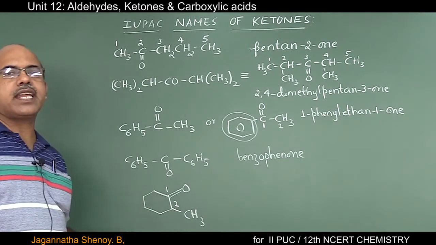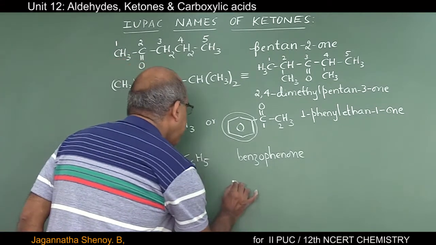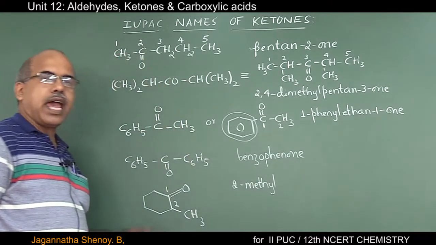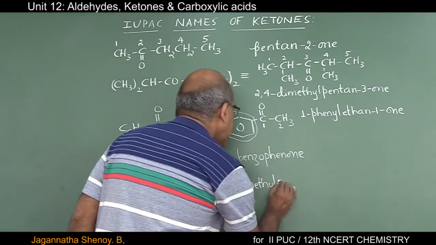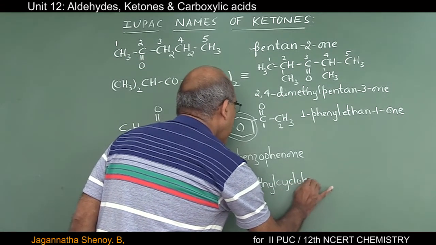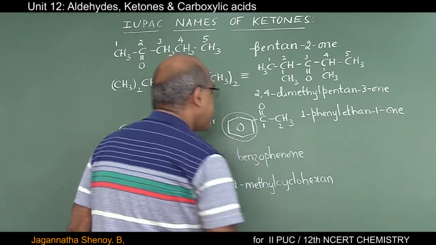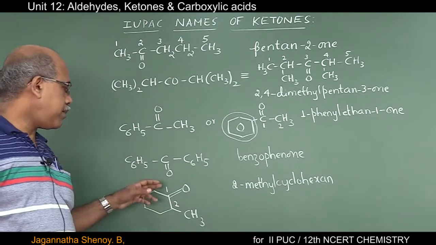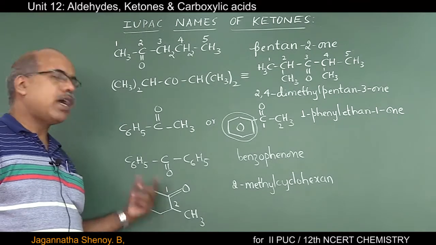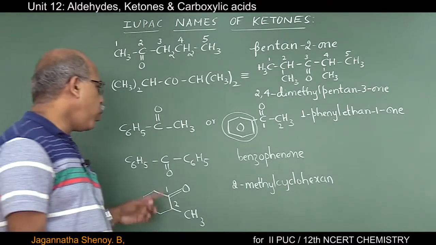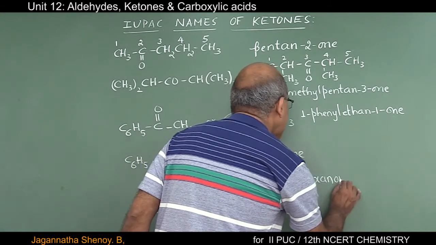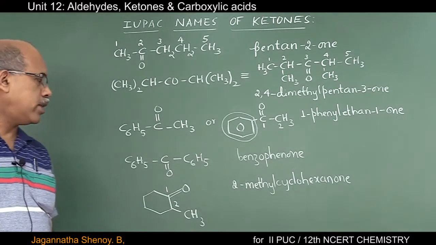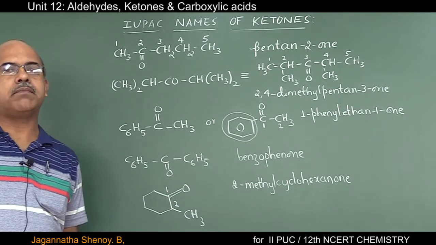So what is the IUPAC name of this compound? On the second carbon atom we have a methyl group, so 2-methyl. And the parent hydrocarbon is cyclohexane, so it is cyclohexane. And the carbon atom of CO is considered in the parent hydrocarbon. That is why I will go for the secondary suffix -one. So it is 2-methylcyclohexanone. So that is the IUPAC name of the compound.